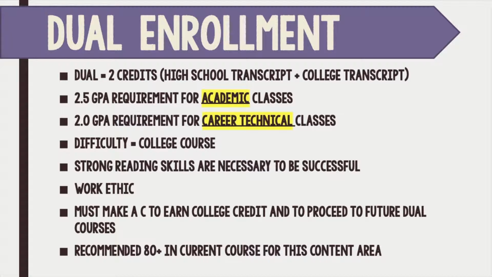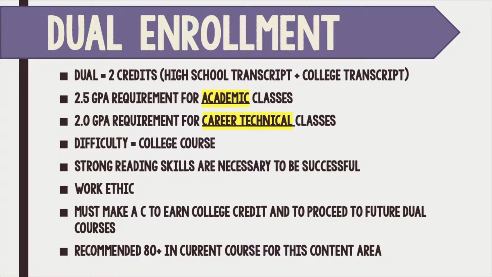You need to have a 2.5 GPA in order to qualify for academic classes or a 2.0 GPA in order to qualify for career technical classes. The difficulty level is a college course. So you need to have strong reading skills, a strong work ethic, and in order to keep the grade, you must make an A, B, or C average to earn college credit.